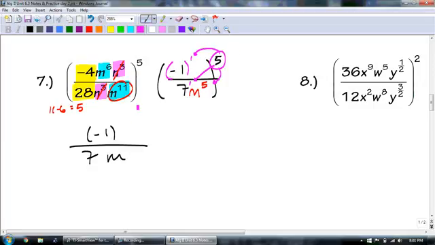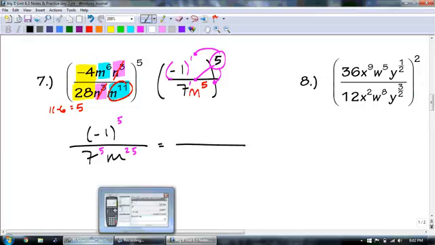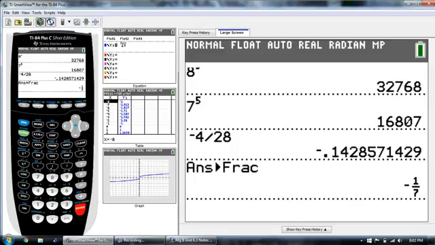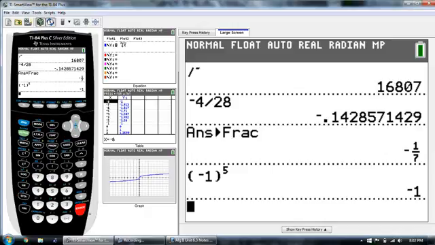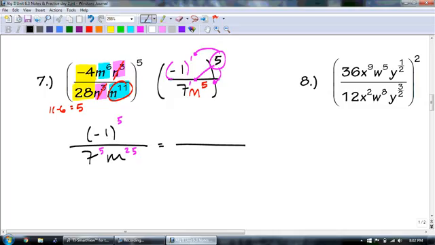One times 5 is 5, and then 5 times 5 is 25. And then we're going to get our final answer. So -1 raised to the 5th power is not -5. No, it's -1. Okay, so I have -1 on the top.